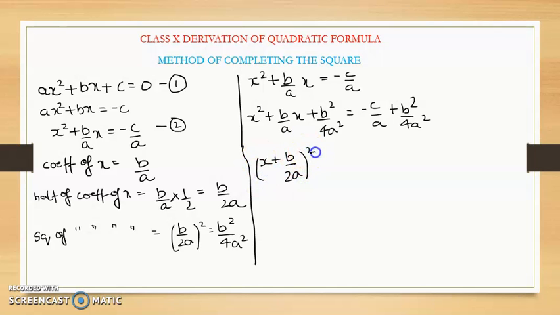You can cross check. (a plus b) whole square will give me a square plus b square, so b square upon 4a square, plus twice ab. So 2 into x into b upon 2a, the 2 and 2 cancel, what will be left? Bx upon a. Are you following, students? This is the justification for the formula I am telling you. So this whole expanded term can be written as x plus b upon 2a whole square.